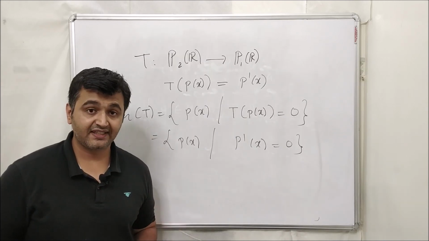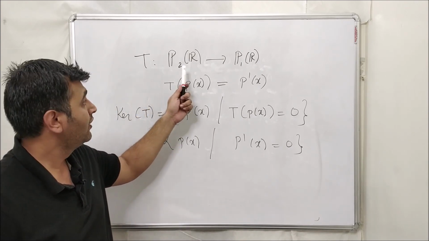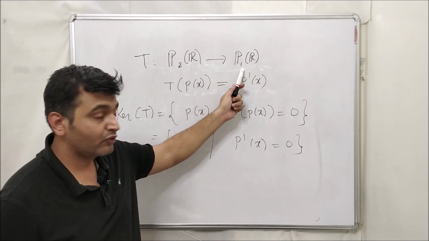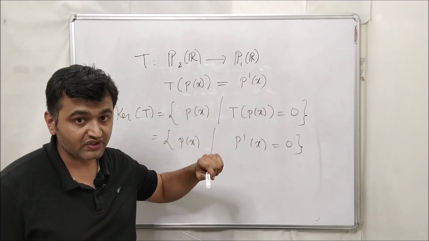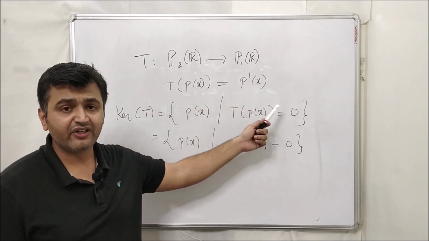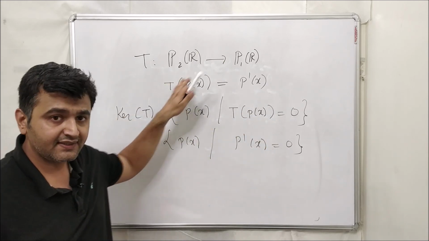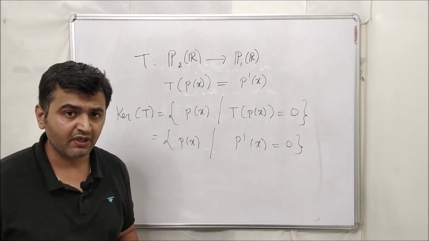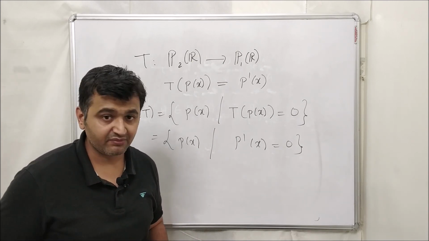So let's go for the last example. You have a transformation from all polynomials of degree 2 with real coefficients to all polynomials of degree 1 with real coefficients. What is the map? Map is a derivative map. You take a polynomial p of x, its image is nothing but its derivative. You can try to prove that derivative is a linear map. If you get stuck, you can ask me in the comment section.